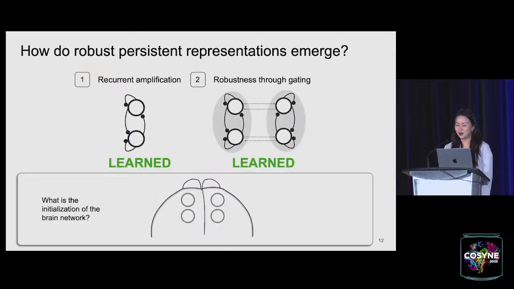So to summarize so far, we found that both recurrent amplification and gating are learned through experience. This suggests that the brain starts from a blank slate, first learns recurrent amplification, then robustness through gating. So how is this emergence of gating implemented?